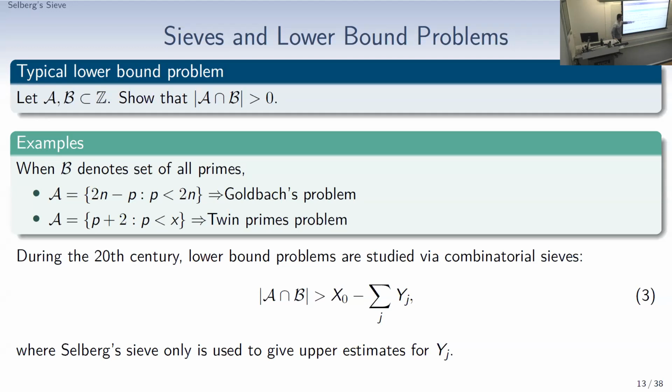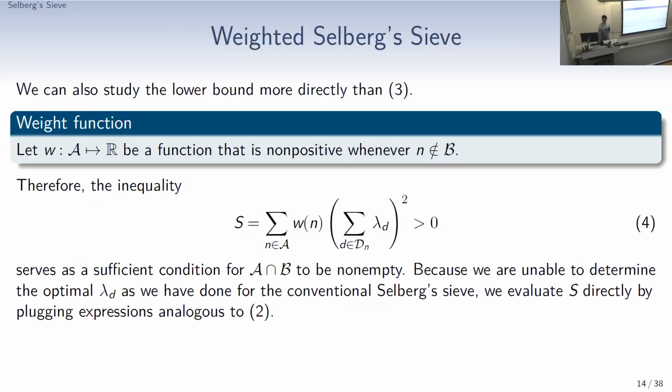And the term y_j will be approximated by the Selberg sieve because we can deal with upper bounds here. And the Selberg sieve is a very effective method to estimate upper bounds. And this is the traditional method. And now we can introduce a modern method. It's called a weighted Selberg sieve.